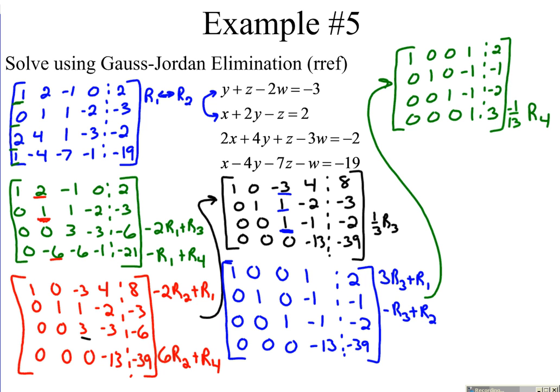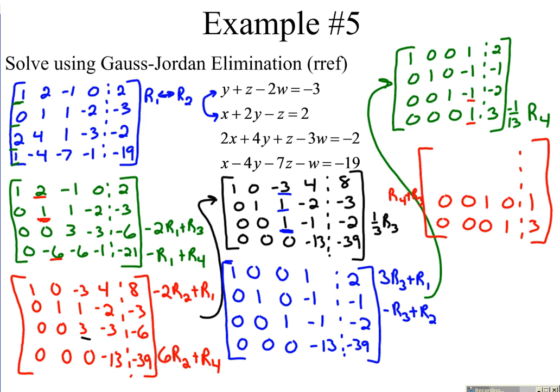Finally, zeros in the rest of that column. So our bottom row is not going to change. Let's start with the row right above it. To get a 0 there, I'm going to just add those 2 rows together. So I'm going to take row 4 plus row 3. We get 0, 0, 1, 0, 1.